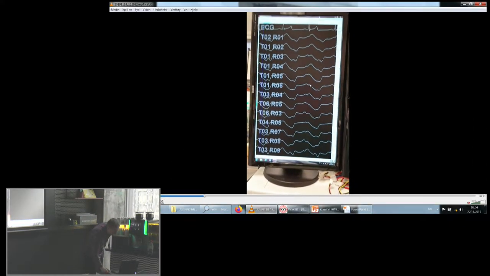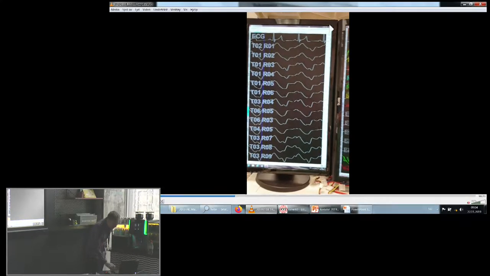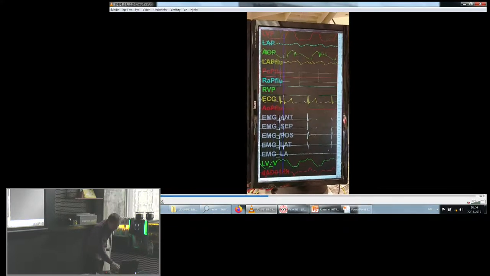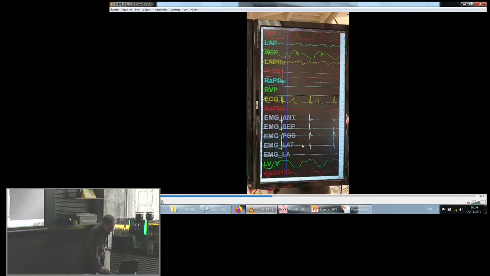And here you see the display showing the ECG. This is crystal 2 sending and 1 receiving. So you see the length changes between those crystals. This is the other way around. There's between crystal 1, 3, 1, 4, and so on. So you have all these lengths that we can measure, and I think it's about 9 crystals in this heart. And here you see the pressure and also the electromyogram. These are electrodes placed in the anterior wall, septal wall, posterior wall, lateral wall. See, they're kind of synchronous in this case.